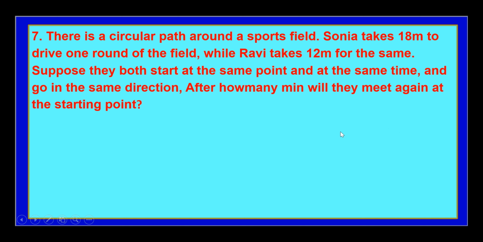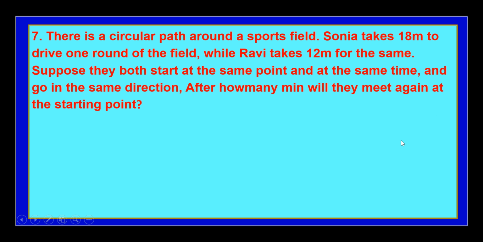Here is a circular path. They are moving in this circular path. The first person is Sonia. Sonia takes 18 minutes to complete one rotation. Okay. Similarly, the second person Ravi takes 12 minutes to complete the same.